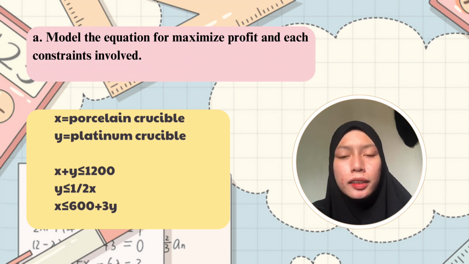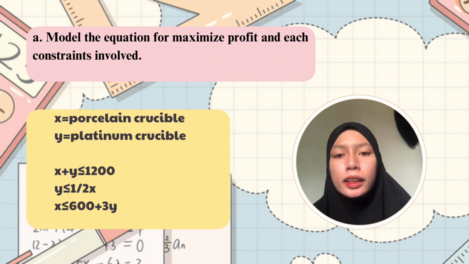So, the answer is: porcelain crucible we can represent as X, and platinum crucible we can represent as Y. So, the equations are X plus Y greater than or equal to 1200, Y greater than or equal to 1/2 X, and X greater than or equal to 600 plus 3Y. Okay, that's all.